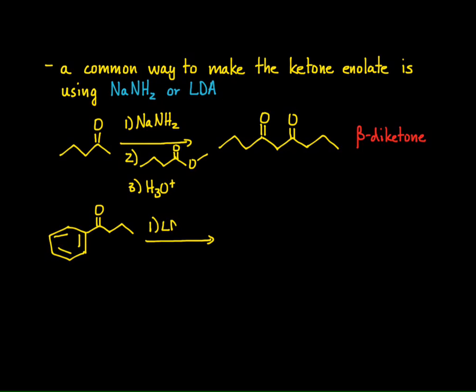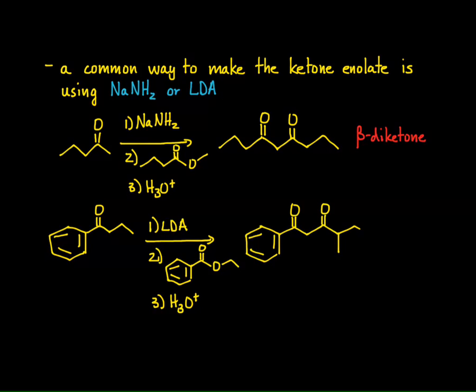Here's another example of a ketone. Of course, in this particular example, I have only one type of alpha hydrogen, where above I had two types, but the more accessible one is going to be removed. In this one, I only have one type, so I use LDA to form the enolate. It reacts with an ester, and then upon acidification, I get this beta diketone.